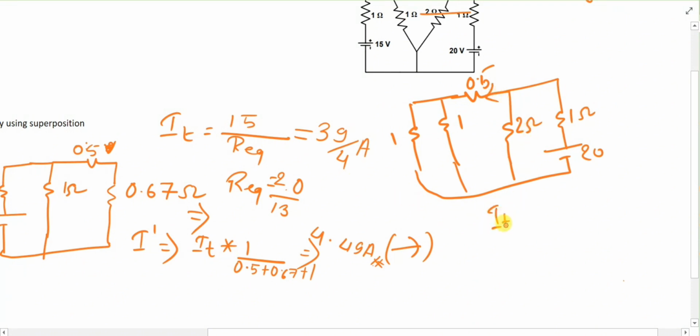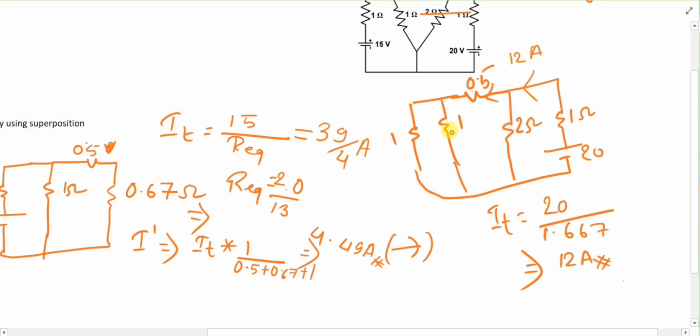Now calculate I total, which is equal to 20 upon R equivalent. 1 and 0.5 plus 0.5 plus 0.5, 1 parallel with 2 will give 2 by 3, and then plus 1 will give you 5 by 3, 1.667 ohm. You will get 20 divided by the answer, which is equal to 12. Therefore the total current flowing is 12 ampere. You get 12 ampere until this position.